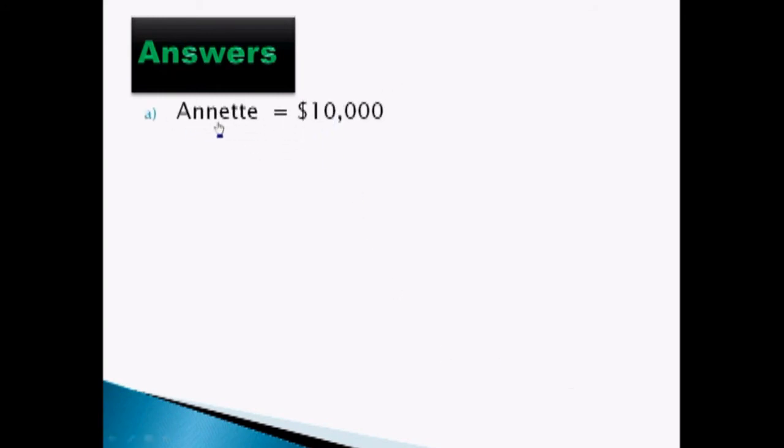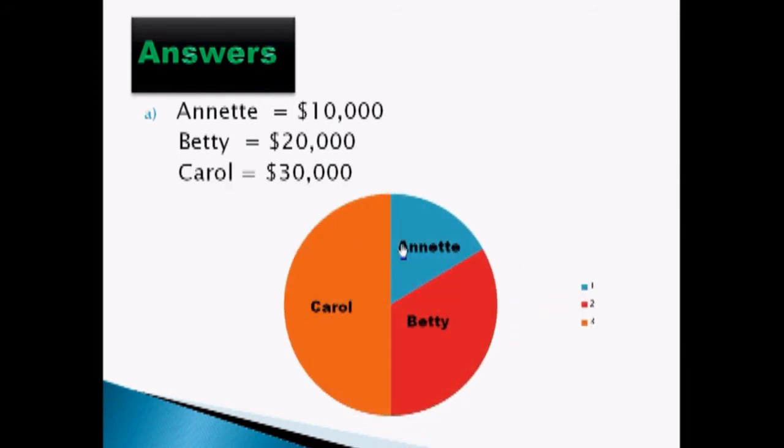Answer for part A, $10,000 for Annette, $20,000 for Betty, and $30,000 for Coral. And part B, this is how your pie chart should look. So if you notice, half the amount went to Coral, and then the rest went to Annette and Betty. So once your angles are correct, then you should get this correct as well.